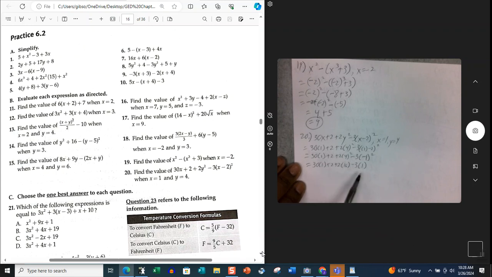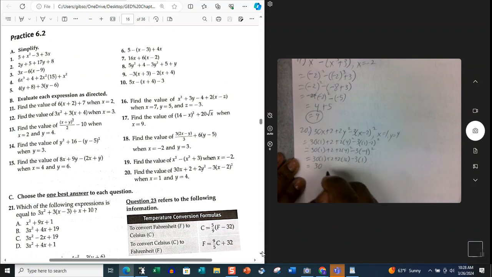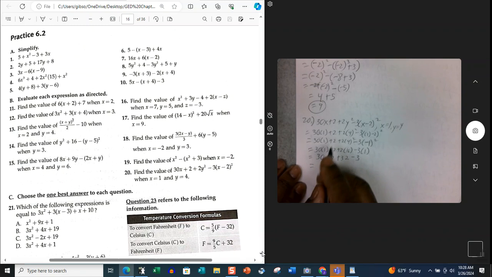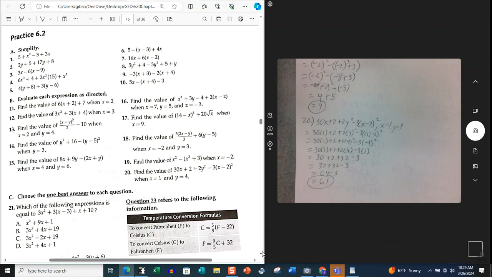Now we got multiplication, addition, and subtraction, so we'll do multiplication. 30 times 1 is 30, plus 2 times 16 is 32, and minus 3 times 1 is minus 3. Now we do addition and subtraction. We go from left to right. So 30 plus 2 is 32, plus 32 minus 3. 32 plus 32 is 64, minus 3 is 61. Okay, now that took care of problem 20.